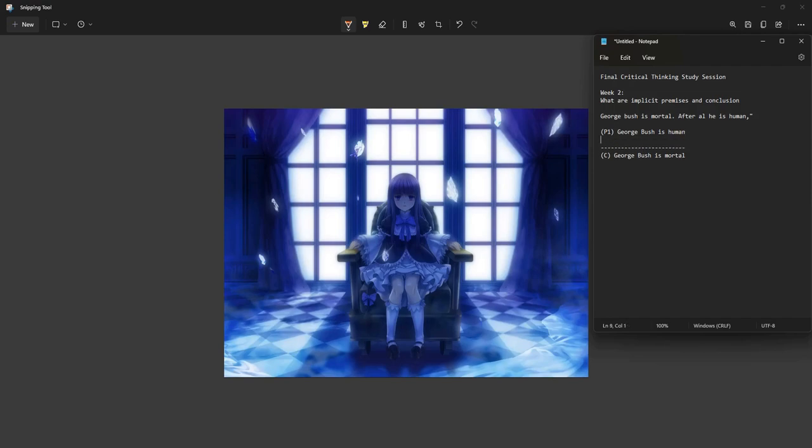Because there's an implicit premise, which I'm going to designate by putting an asterisk there, that says all humans are mortal. That is just something that we know as a fact. This is our implicit premise. Now that we know this, we can move on to a harder one. Not too much harder.